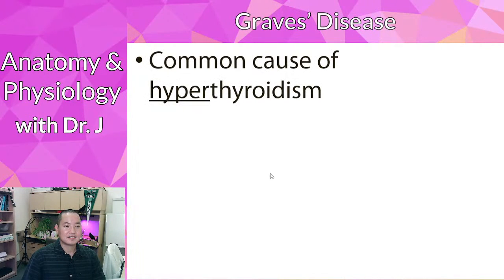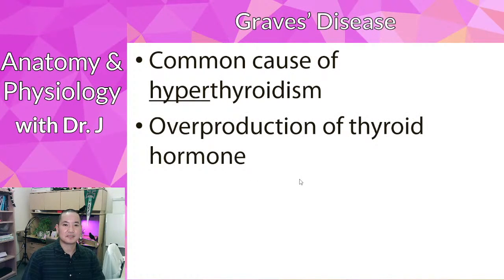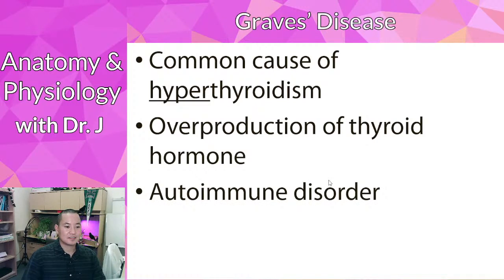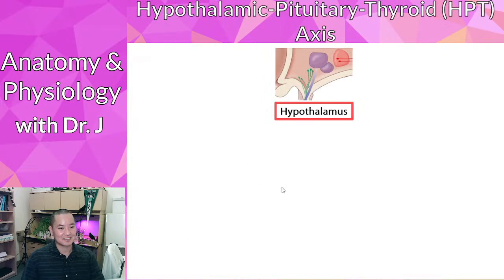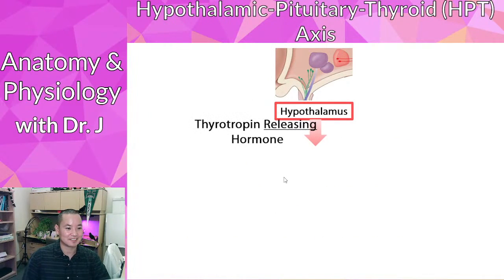So it's a common cause of hyperthyroidism and overproduction of thyroid hormone. Often it's an autoimmune disorder. When we talk about the immune system and antibodies, we can talk about how this happens as a result of your immune system targeting the wrong things in your body. And it's more common in women. If we have time to talk about why, actually we usually don't have time. It's a very advanced question we usually don't have time to cover, but it's an important thing. But there is a sex difference in the frequency of Graves' disease.